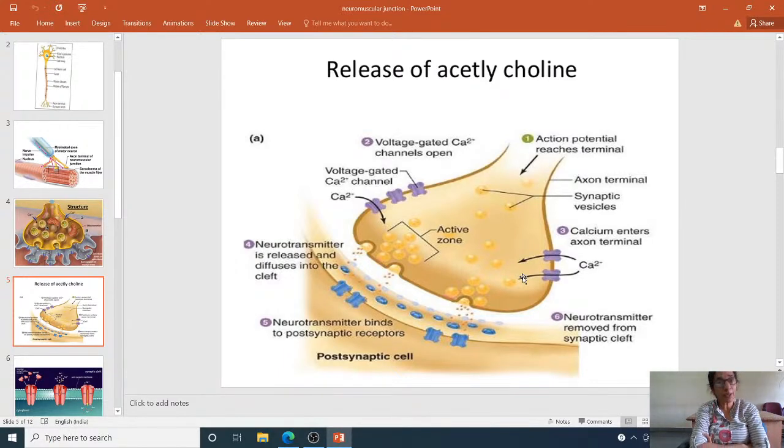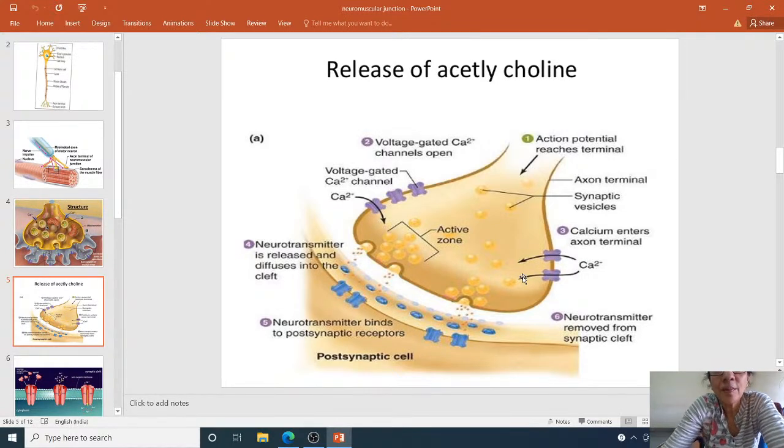Why are they called nicotinic ACh receptors? Because they are stimulated by nicotine and acetylcholine. That is why the name is nicotinic acetylcholine receptors, and they are inhibited by curare. So they are stimulated by acetylcholine and nicotine and inhibited by curare. Okay. Now this acetylcholine comes and binds to these receptors present on the postsynaptic membrane.